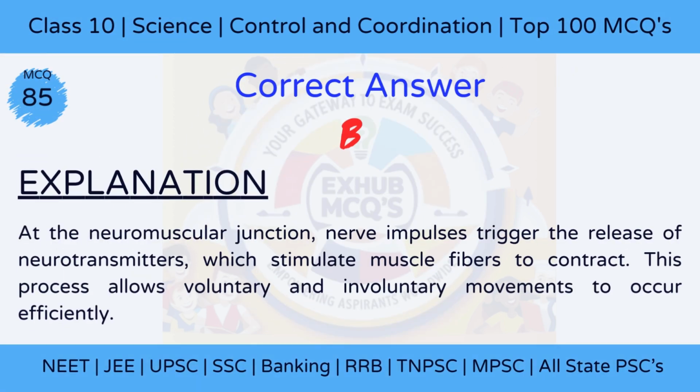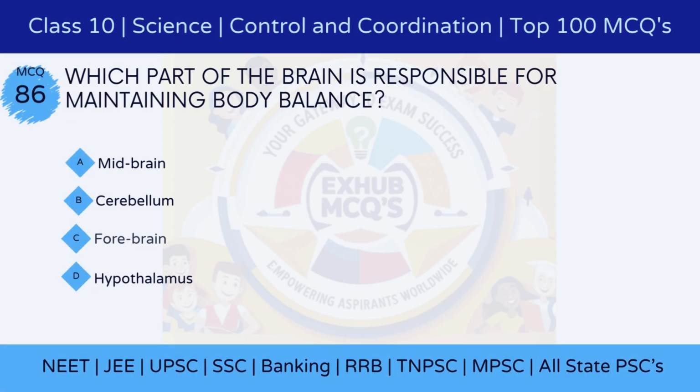The correct answer is option B, nerve impulses cause muscle contraction. Explanation: at the neuromuscular junction, nerve impulses trigger the release of neurotransmitters, which stimulate muscle fibers to contract. This process allows voluntary and involuntary movements to occur efficiently. 86. Which part of the brain is responsible for maintaining body balance?